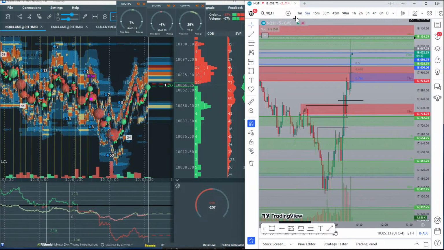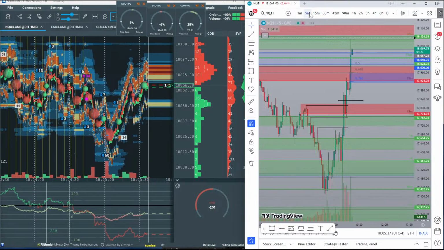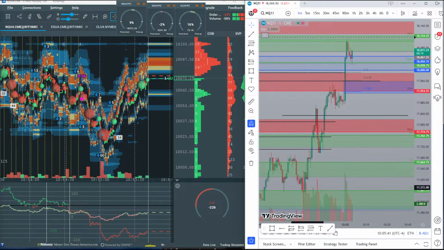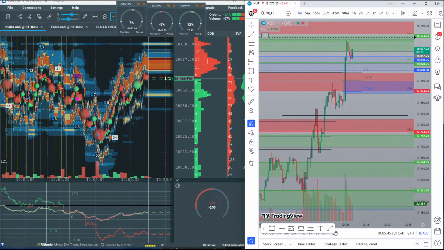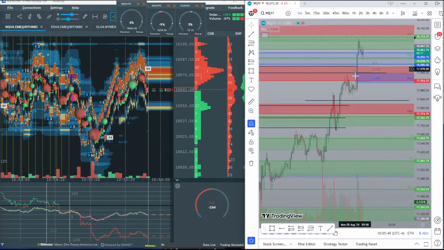How's the 5 minute looking? 15 minute. Bullish, bullish, bullish. 30 minute, 5 minute, 1 minute. I might scalp this higher. We'll see. Be patient. Be patient. Don't chase.